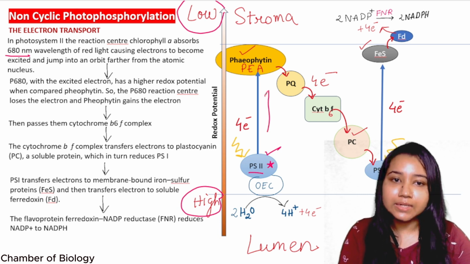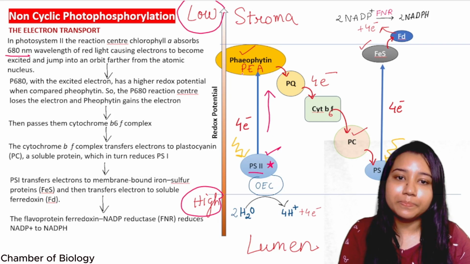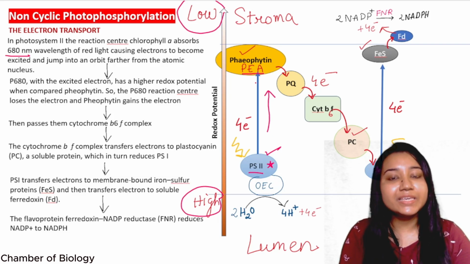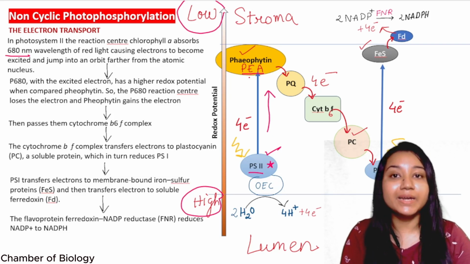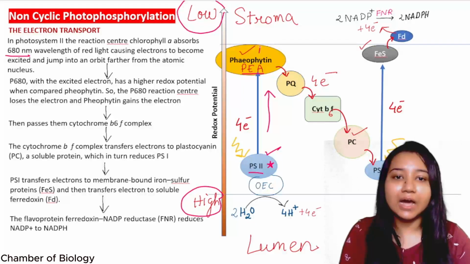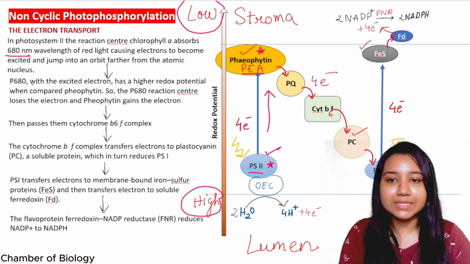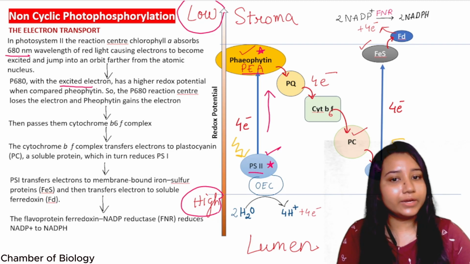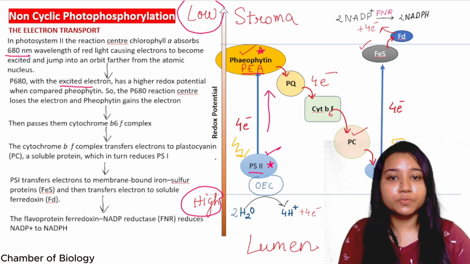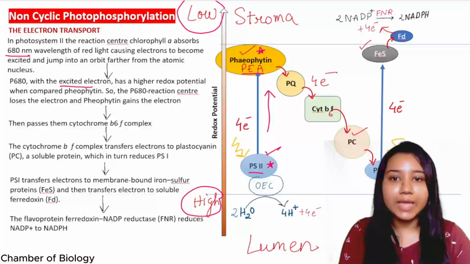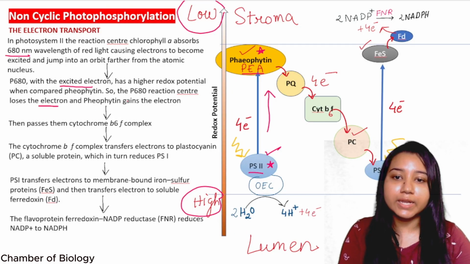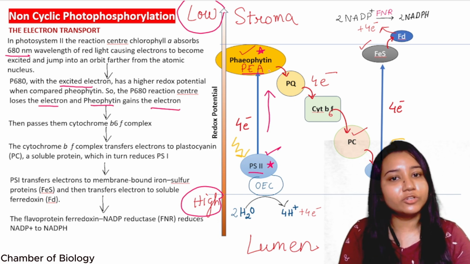As the electrons are going to be transported to the PEA. What is PEA? PEA is basically the primary electron acceptor, that is our pheophytin. Okay, so we can see that the P680 with the excited electron has a higher redox potential. So from high redox potential, it is going to the low redox potential. So uphill movement is happening, and we can notice it is going to lose an electron, and pheophytin is going to gain the electron, that is the primary electron acceptor.